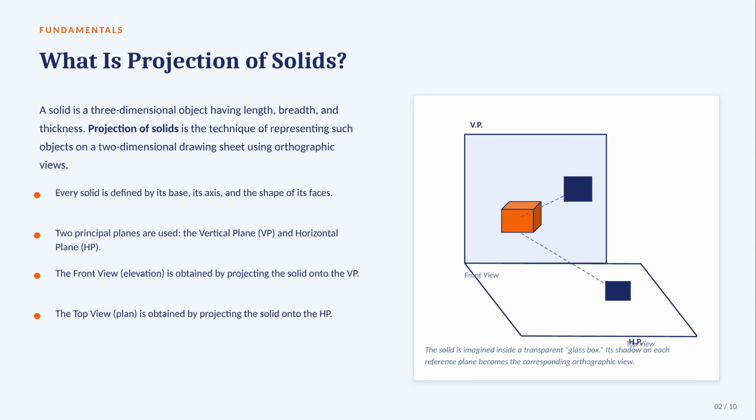A solid is a three-dimensional object having length, breadth, and thickness. Projection of solids is the technique of representing these objects on a two-dimensional drawing using orthographic views. The two principal reference planes are the vertical plane or VP and the horizontal plane or HP. The front view is projected onto the VP while the top view is projected onto the HP.